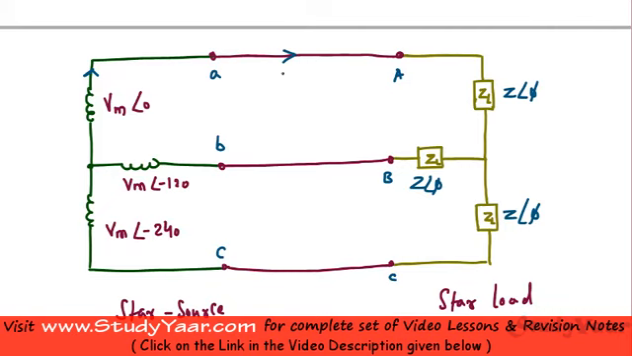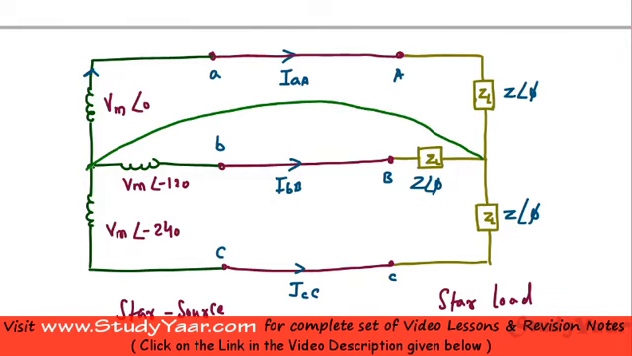Then basically your phase current or line current is IAA, IBB and ICC. By the way, just remember you have a neutral over here. Basically we may have a fourth wire which is connected from this end to this end. I'll just show you. We have a neutral wire which is basically going like this. Let's just say this is N and this is N dash.